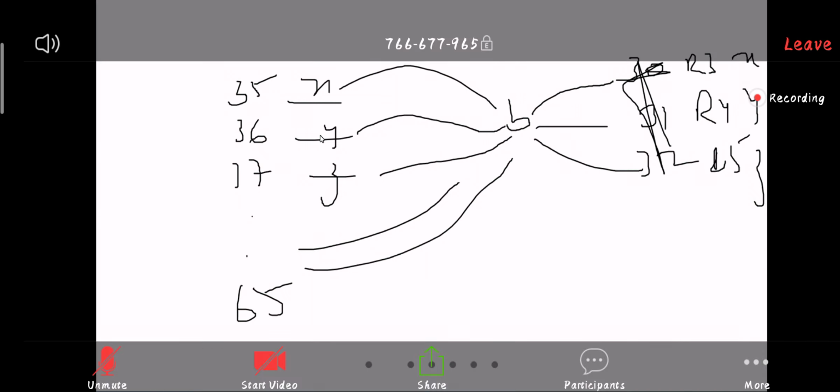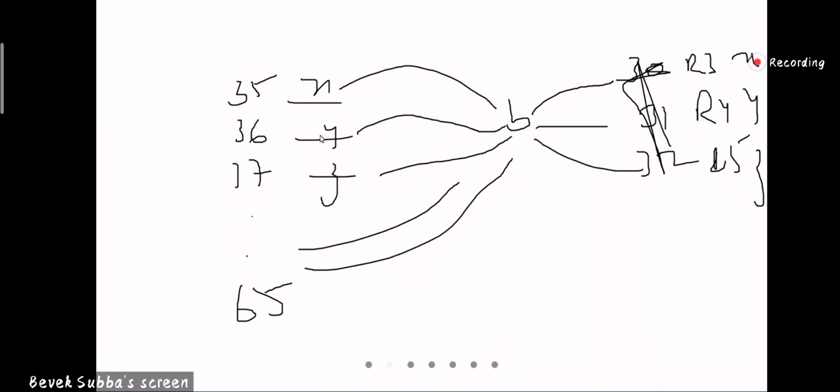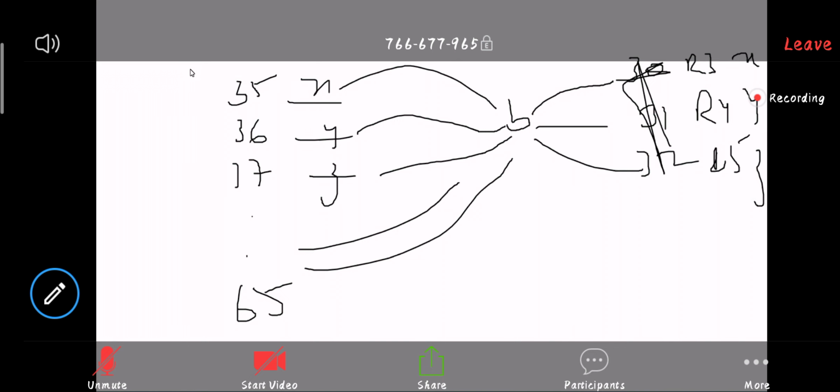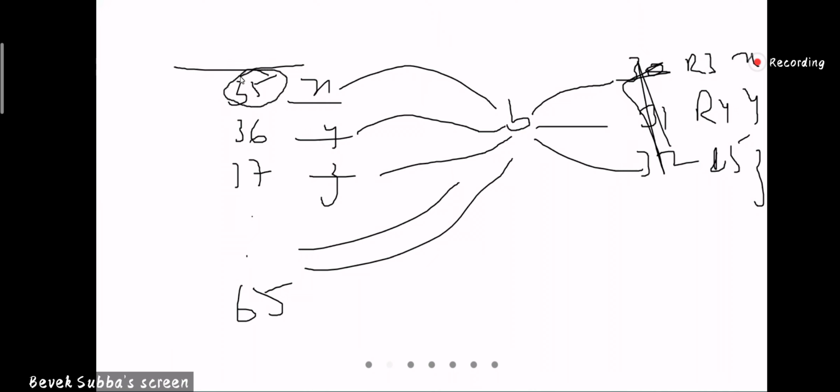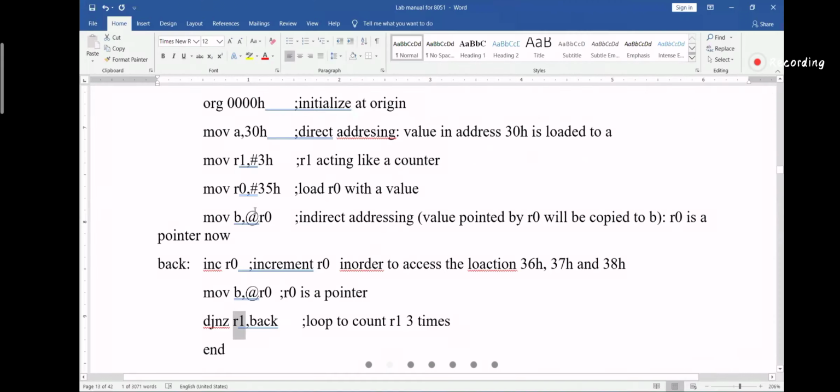But for the looping technique, you need a specific type of addressing mode called indirect addressing mode, because you want this 35 to be a pointer. We will see it in a program in a while. Coming back to the program, so that is the question, okay?